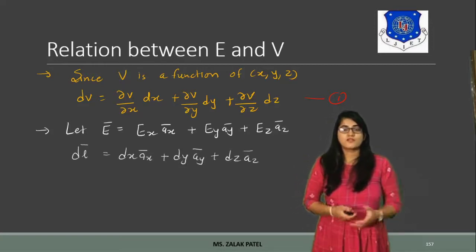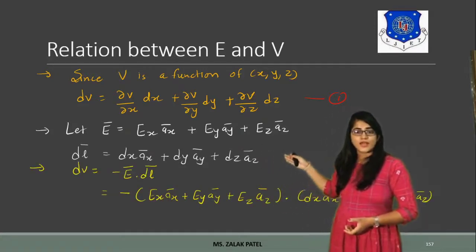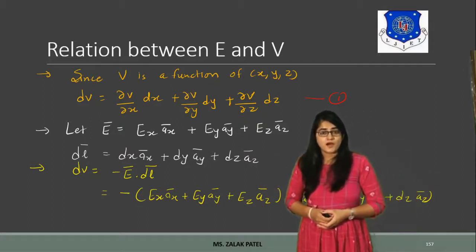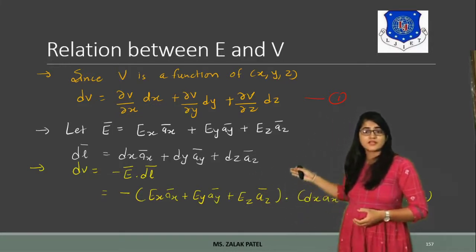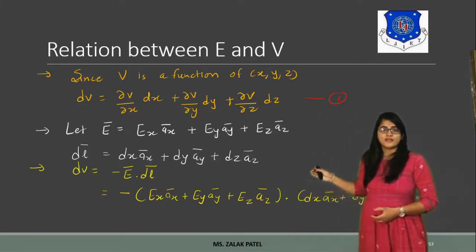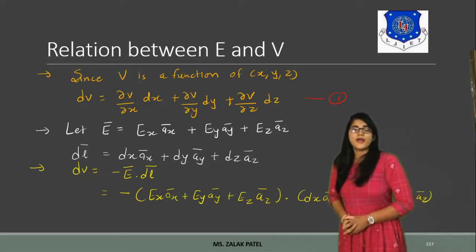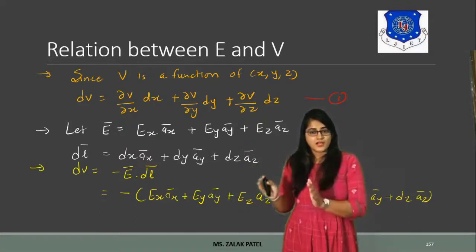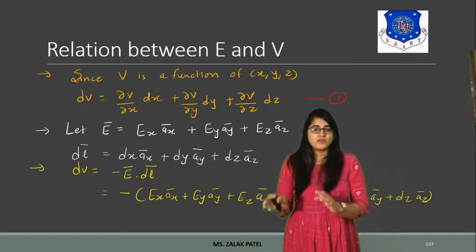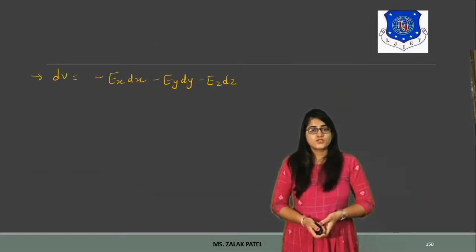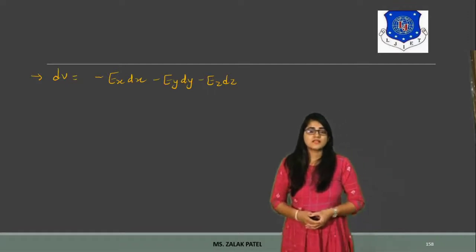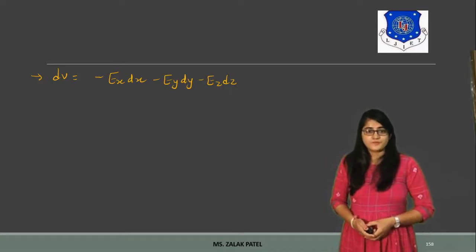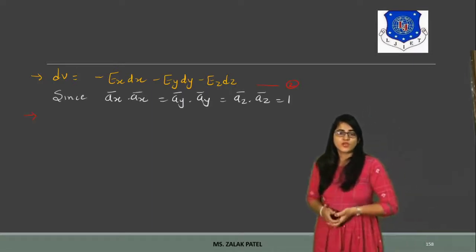Now, according to the relation between E and V, we can say that dV is minus E bar dot dl, because V is the integration of minus E bar dot dl bar. So E bar is Ex ax plus Ey ay plus Ez az, and dl is dx ax, dy ay and dz az. If we do the dot product, then the Ex ax, Ey ay and Ez az terms will remain as they are, and the remaining will become 0. So the equation for dV becomes minus Ex dx minus Ey dy minus Ez dz. So this is our equation for the differential potential.